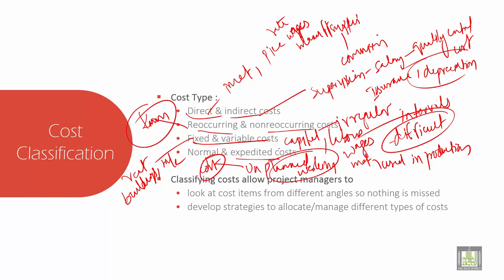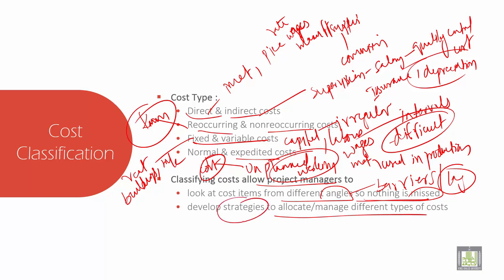Then we have classifying costs, project manager. Look at the cost items from a different angle, so that nothing is missed, because you don't want to create any barriers or any lag. Then to develop strategies to allocate and manage different types of costs. Strategies means methods.